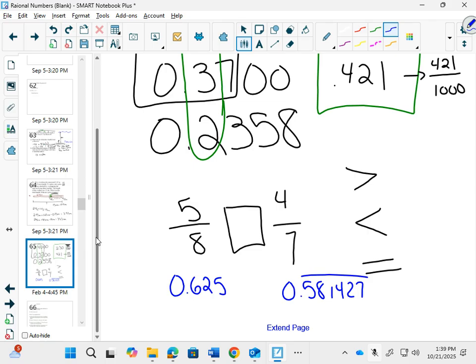Now, which one's bigger? And again, which strategy do you like? Do you like having the same amount of decimal places? Or do you like just looking at the first one? If you just look at the first one, what's bigger, 6 or 5? That's 6. So we would write this symbol in for this is bigger than that.